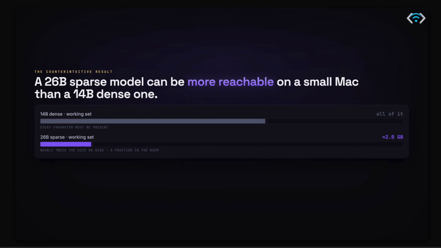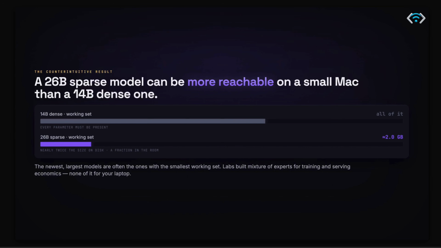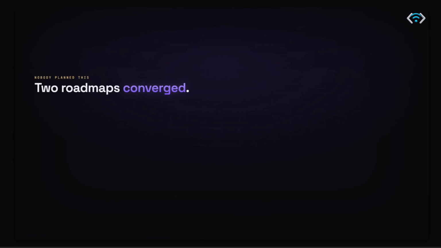But the side effect is that the newest, largest models are often the ones with the smallest working set, and a small working set is exactly what a memory-constrained machine needs. So the counterintuitive result: a 26 billion parameter sparse model can be more reachable on a small Mac than a 14 billion parameter dense one. Not because it's smaller, it's nearly twice the size on disk, but because the fraction that has to be present at any instant is far lower. And the second half of the story is the machine. Apple sells a lot of 8 and 16 gigabyte Macs, and their owners have been told for 2 years that local AI is for people with graphics cards.